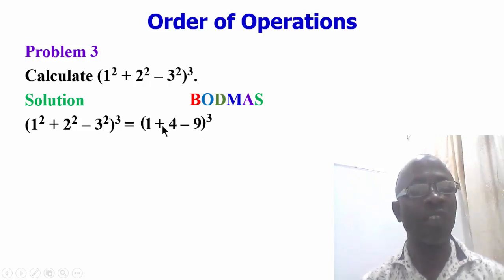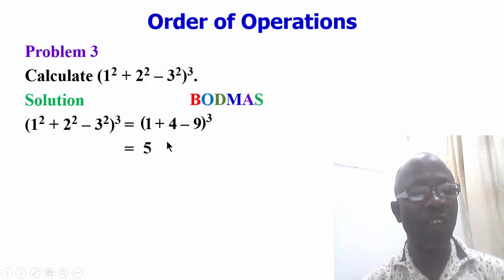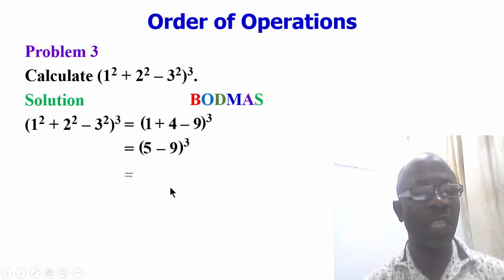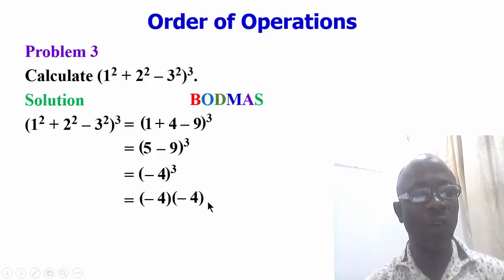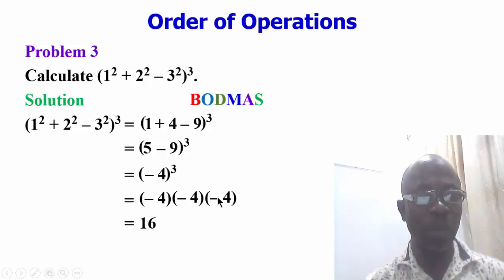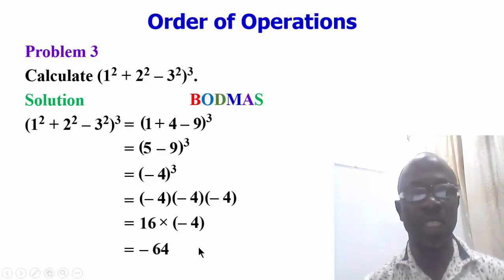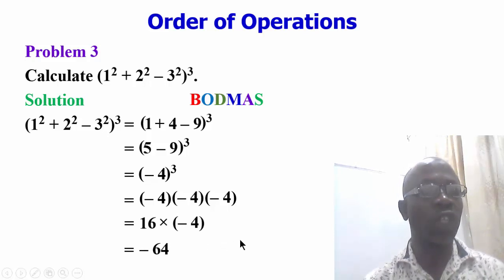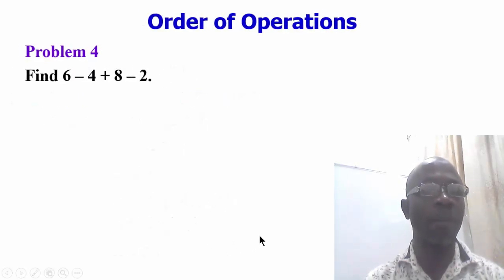So we still deal with what we have inside the bracket first, starting from addition. That's going to give us 5 minus 9 all to the power of 3. 5 minus 9 gives negative 4 raised to power 3. Negative 4 raised to power 3 means negative 4 times negative 4 times negative 4 in 3 places. Negative 4 times negative 4 gives positive 16. Then multiply by negative 4. We have our final answer as negative 64. Then that is the end of solution to problem 3. We go to problem 4.